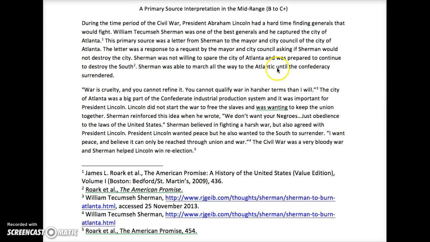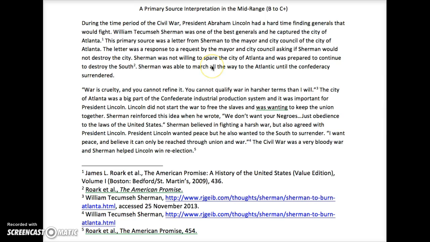Sherman was able to march all the way to the Atlantic until the Confederacy surrendered. Okay, but what's specific about this letter? So Sherman talks about fighting a harsh war. Lincoln wanted peace, but he also wanted the South to surrender. Civil War was a very bloody war, and Sherman helped Lincoln win re-election. All right, that's true, but it doesn't really connect back into this letter very much, right?